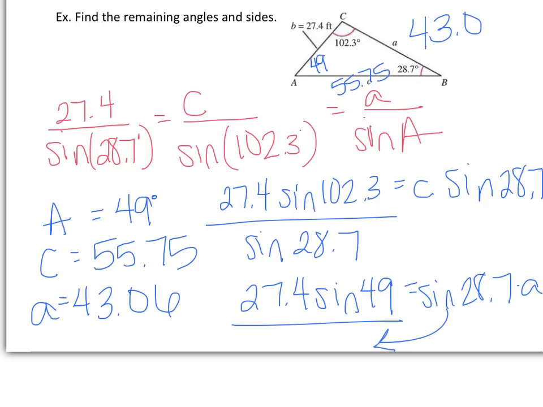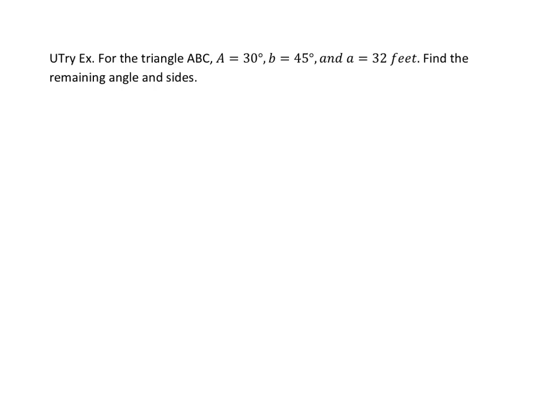You want your largest angle to be across from your largest side, and your smallest angle across from your smallest side. If you are not getting these with your calculator, make sure your calculator is in degrees before you start cross multiplying. Okay, draw this triangle out, solve it, see if you can get the right answers.